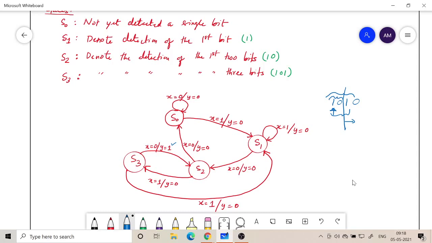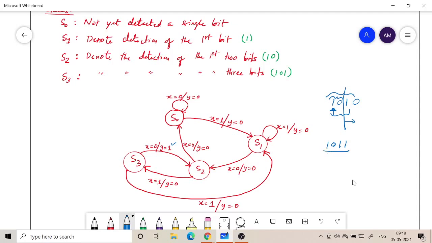From S2 and S3, if x equal to 1, y 0, the second part, the x1, y0, means from S3 to S1. This one or this one? S2 to S3. This is S2 to S3. S3 to S1. S3 to S1. This one, yeah. So this is when I have detected, I have already detected the first 3 bits 1 0 1. After that, I am getting another one. So it's like 1 0 1 I have already detected, but the next bit came as 1.